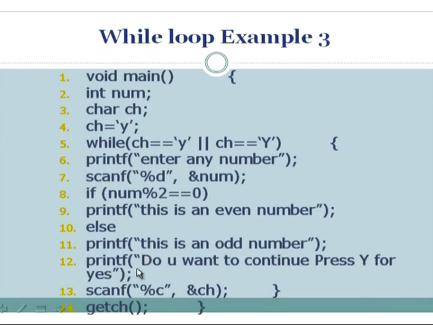Here the user will be asked, do you want to continue? Press Y for yes. When the user presses Y, the scanf statement will take input for ch, and then control will reach the closing brace of the loop. From here it will jump to the loop condition, and this loop condition will be evaluated. Then this process will be repeated. This cycle will repeat until the user presses any other symbol than Y.